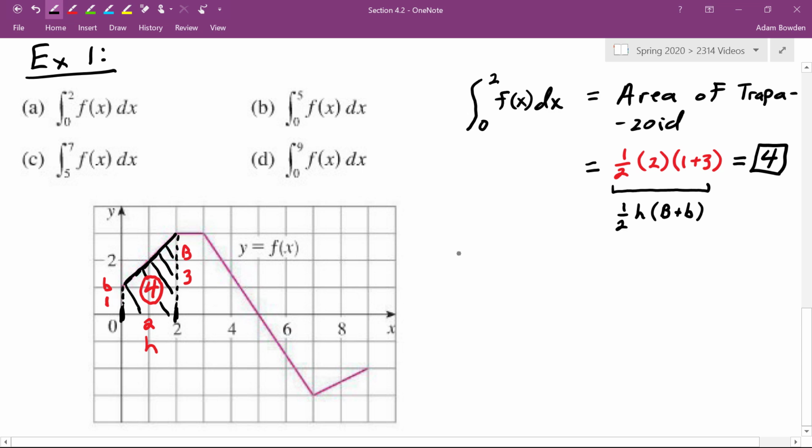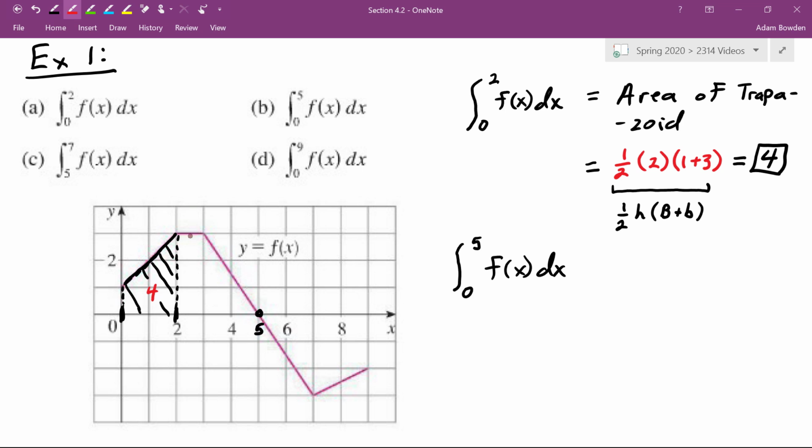And now we're going to figure out what is the integral from 0 to 5 of f of x dx. Okay, so now we're going to be looking at the area from 0 to 5. So now we're going to add in the area between here as well. We can include the area that we already figured out, which is the 4. And if I look at this trapezoid here, we can actually use that area.